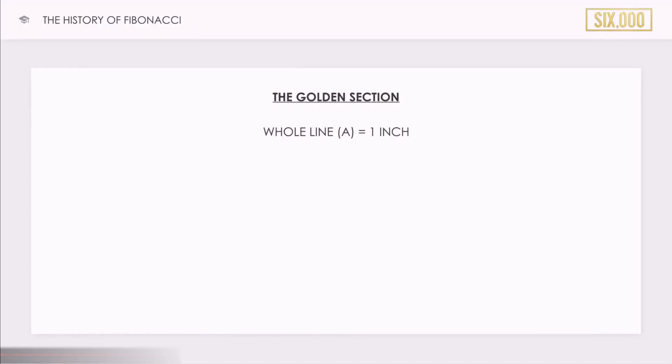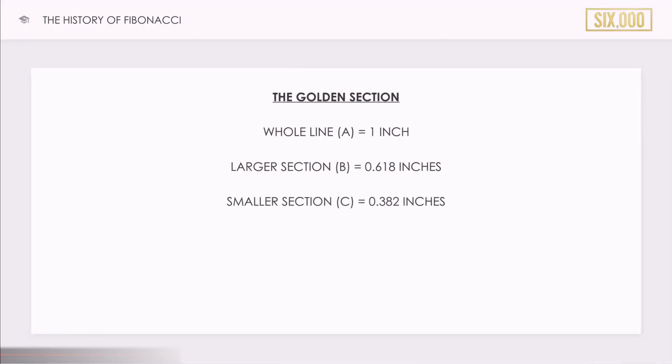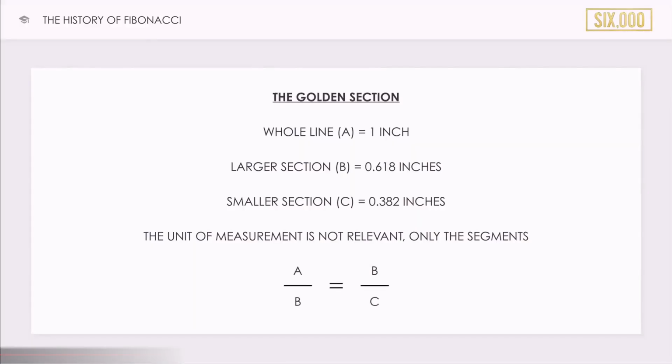Let's assume that the whole line A is 1 inch, the larger section B is 0.618, and this is of course how the golden section was brought into life, and the smaller section C, which is 0.382. Now the unit of measurement is not relevant, only the size of the segments, 0.618 and 0.382, that is really what we're paying attention to here. And that is the equation that we're going to be looking at.